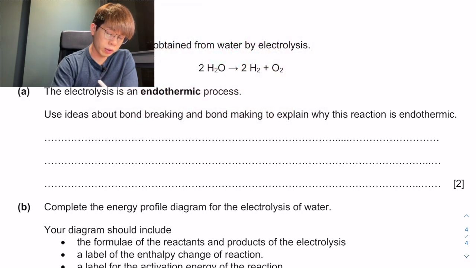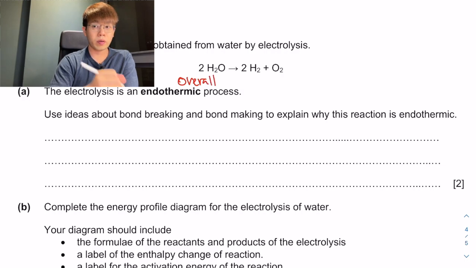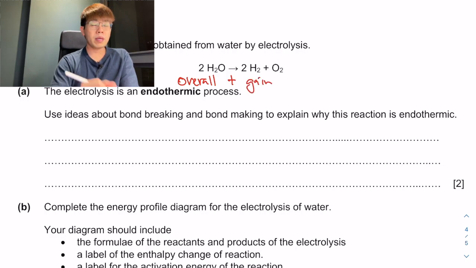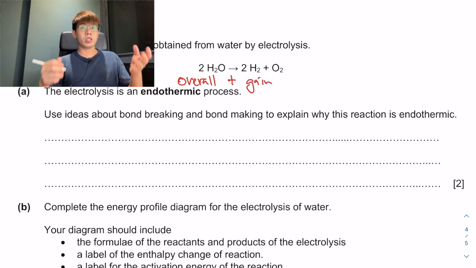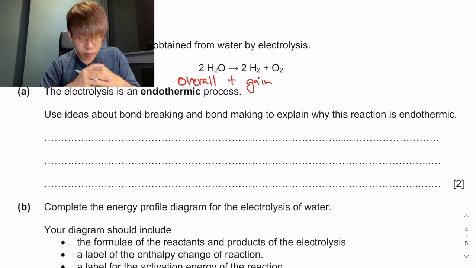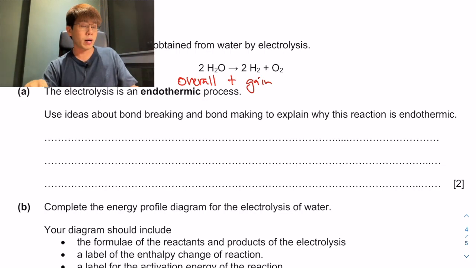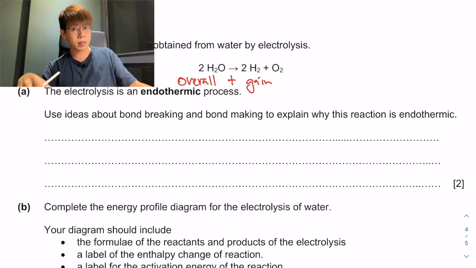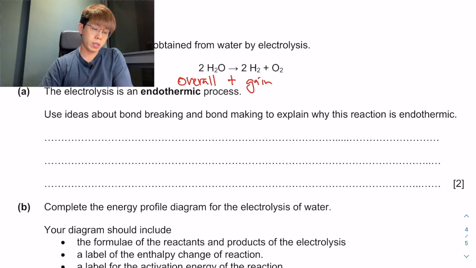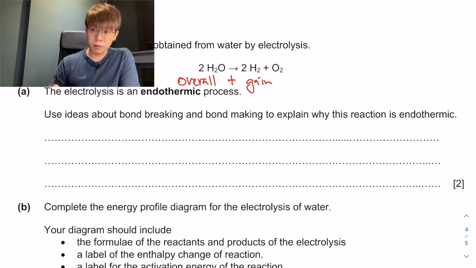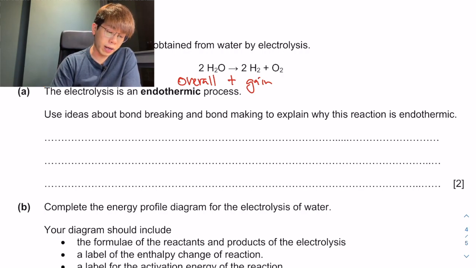An endothermic reaction means that it is overall a positive or overall gain. In terms of my money analogy, the amount of money I earn is more than the amount of money that I spent. So we must remember that first. In this case, we want an endothermic reaction.